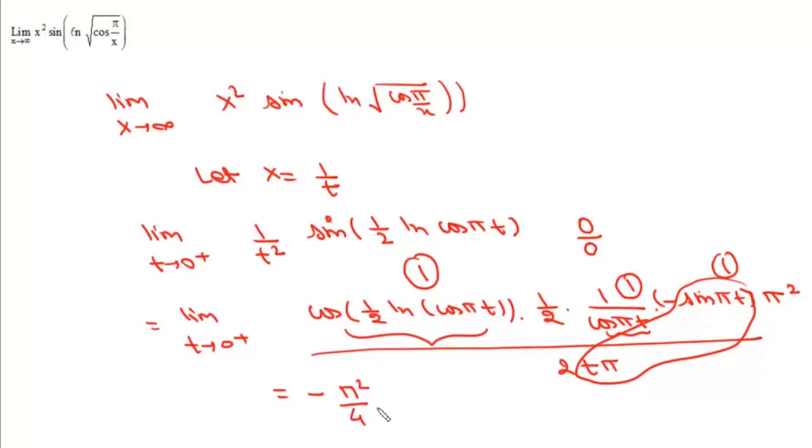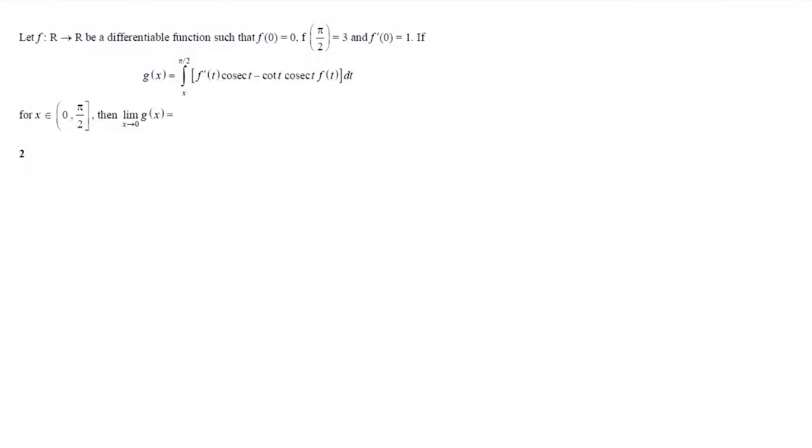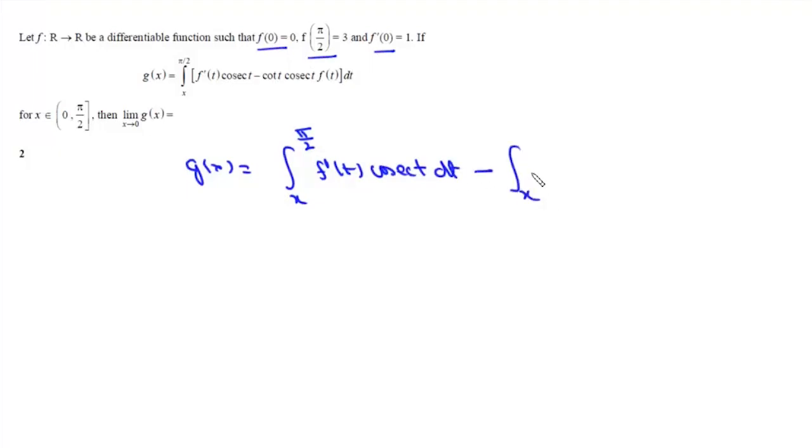pi squared upon 4. Now here the question says, if f(x) is a differentiable function such that f(0) is 0, f(pi/2) is 3, and f'(0) is 1, and g(x) is the integral from x to pi by 2 of f'(t) cosec t dt minus the integral from x to pi by 2 of cot t cosec t into f(t) dt, then we need to find the limit x tends to 0 positive of g(x), since g(x) is only defined in the right neighborhood of 0.